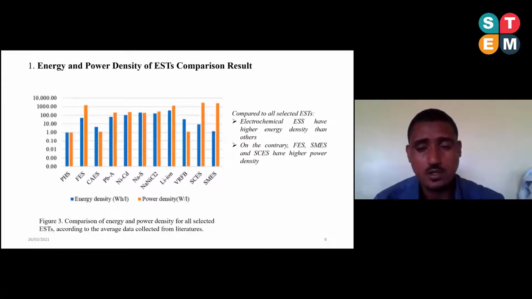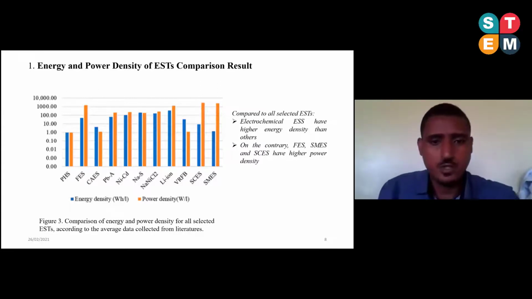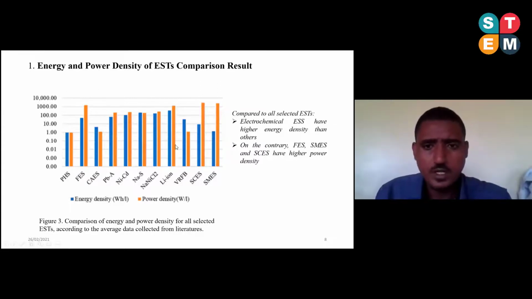Based on these characteristics or criteria, we compare the selected energy storage technologies. As I presented, 11 energy storage technologies are selected, and we compare them in terms of these criteria. Let's start from the energy and power density comparison result. As you see from the slide, compared to all selected energy storage technologies, the electrochemical energy storage systems have higher energy density than others.